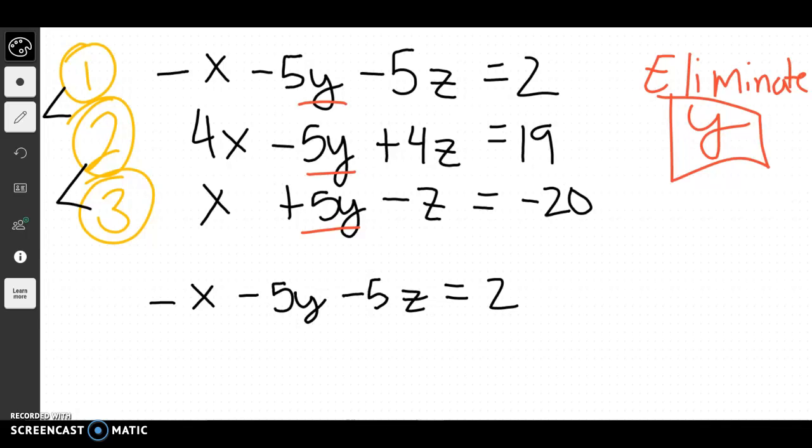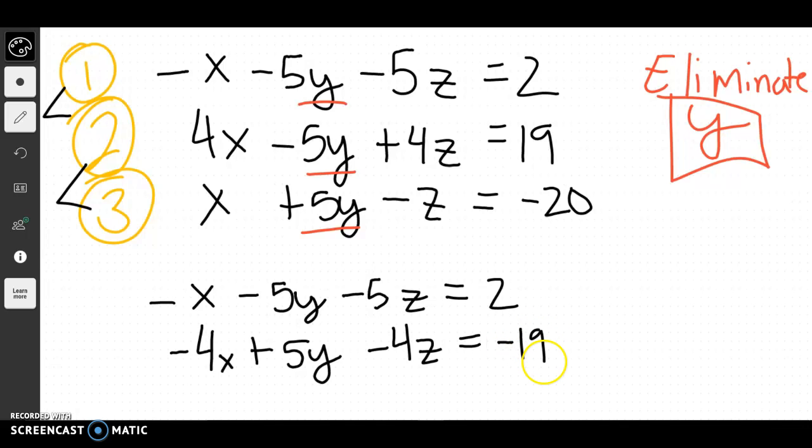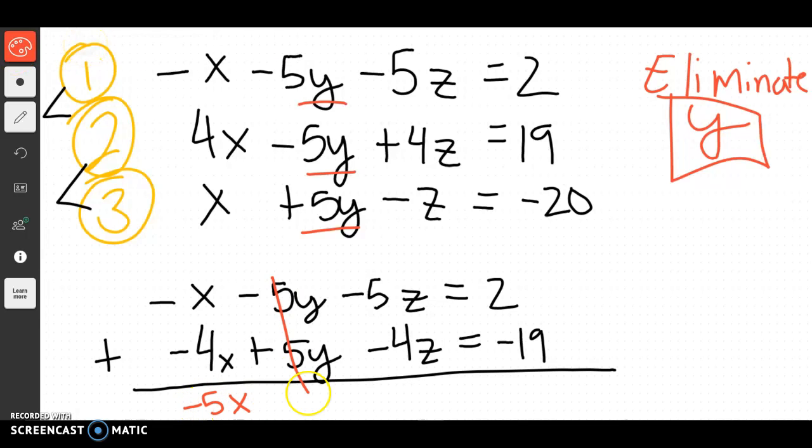Unfortunately, if I add it straight down now, I have a negative and a negative, so I'm going to just flip the signs on all of equation 2. So it will work out nicer. And we're just going to add. I'll get negative 5x. That goes away. I'll get negative 9z. And then I'll get negative 17. Okay? And this is one of my new equations.